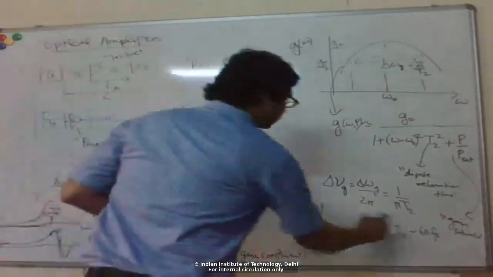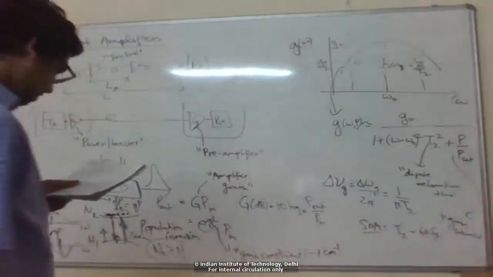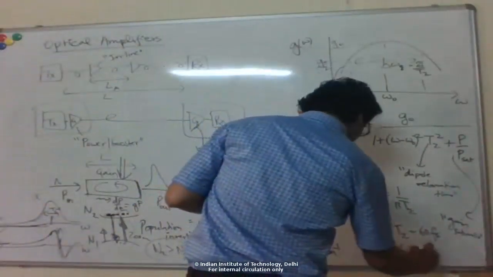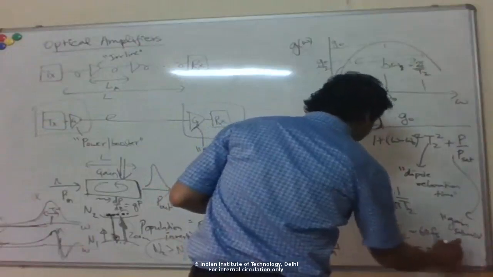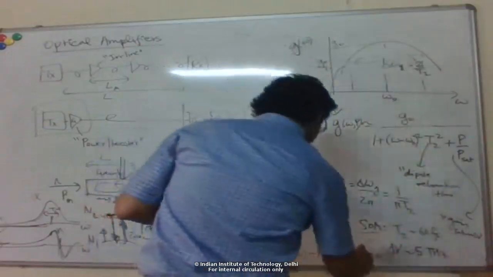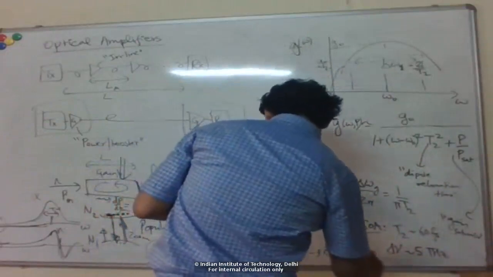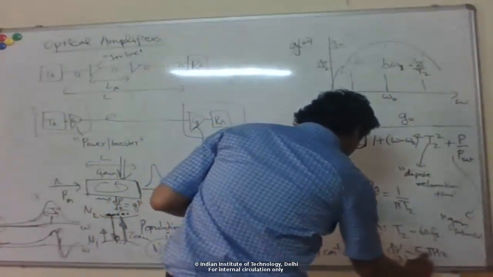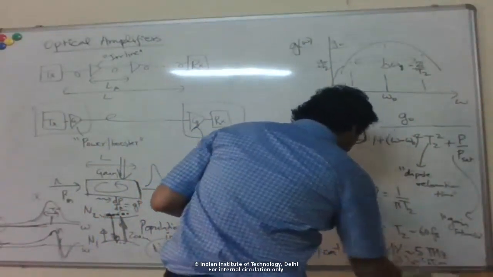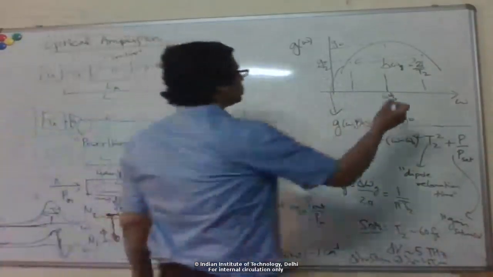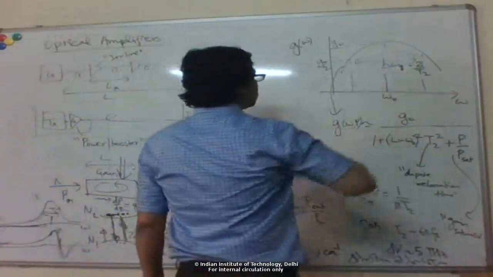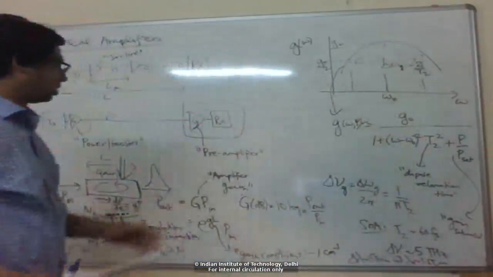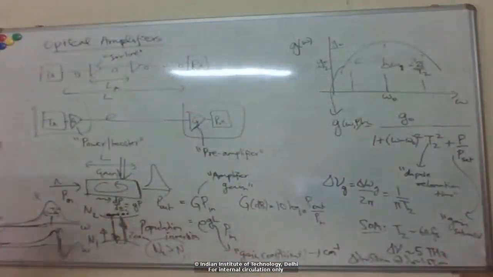Okay, yeah. So for SOA, this T2 is about 60 femtoseconds. So from here, the bandwidth comes out to be about 5 terahertz. So the gain bandwidth is about 5 terahertz. In terms of wavelength, that comes out to be about 50 nanometers if you're working at a center wavelength of 1.5 micron. So you can get a gain bandwidth of 50 nanometers with a semiconductor optical amplifier.